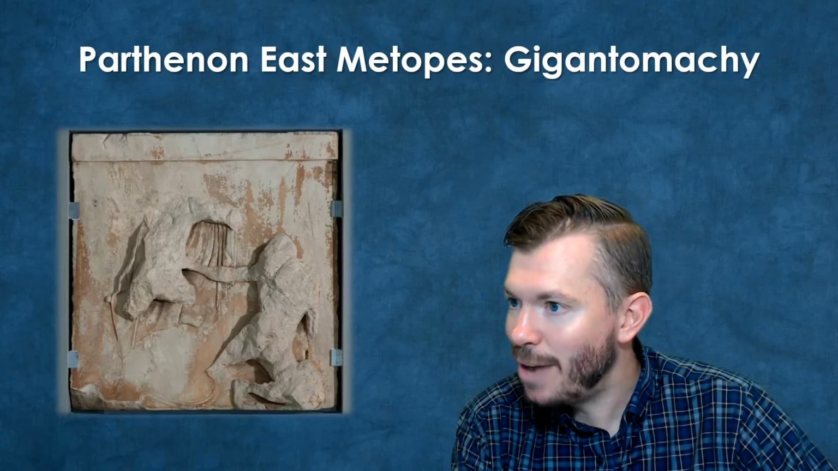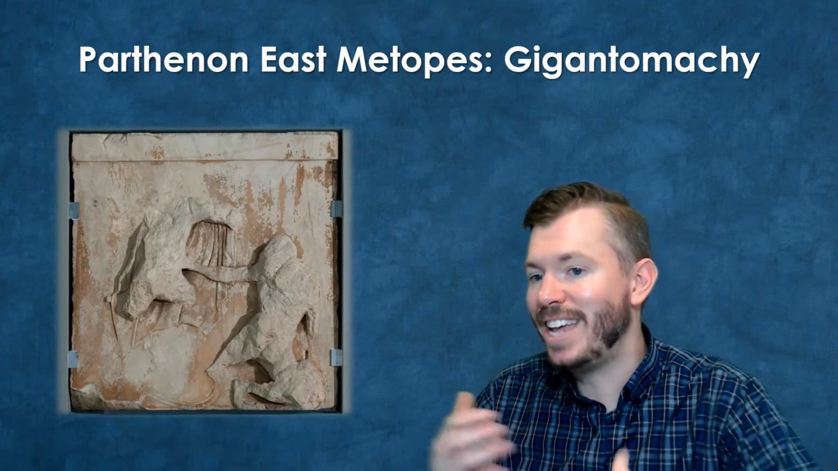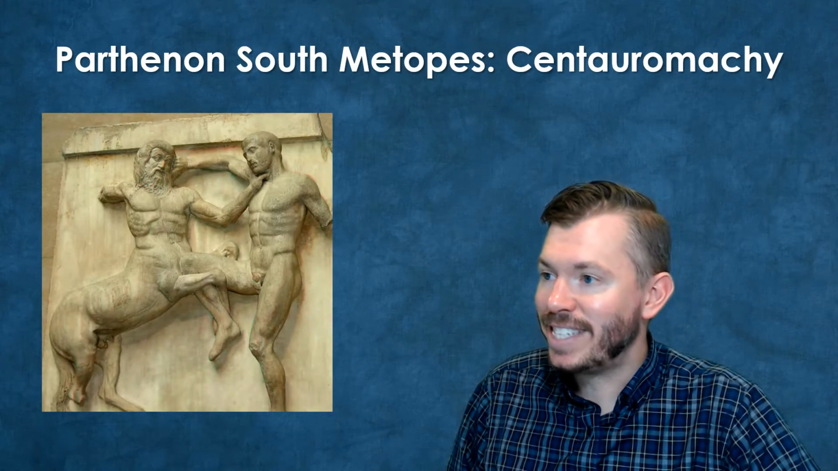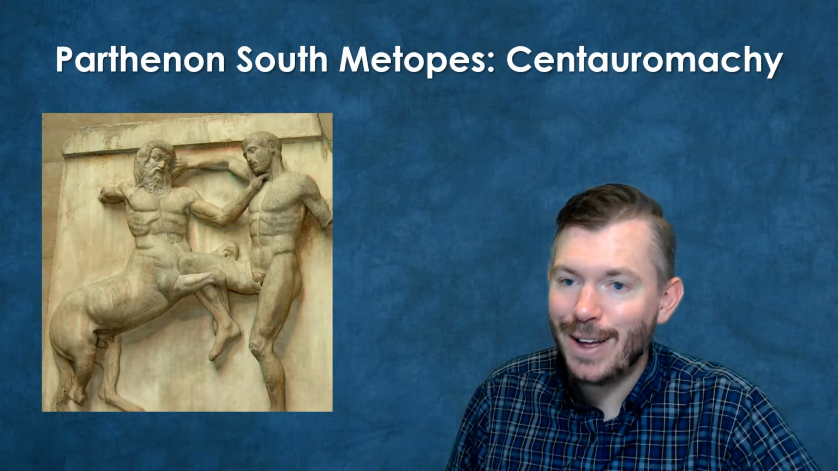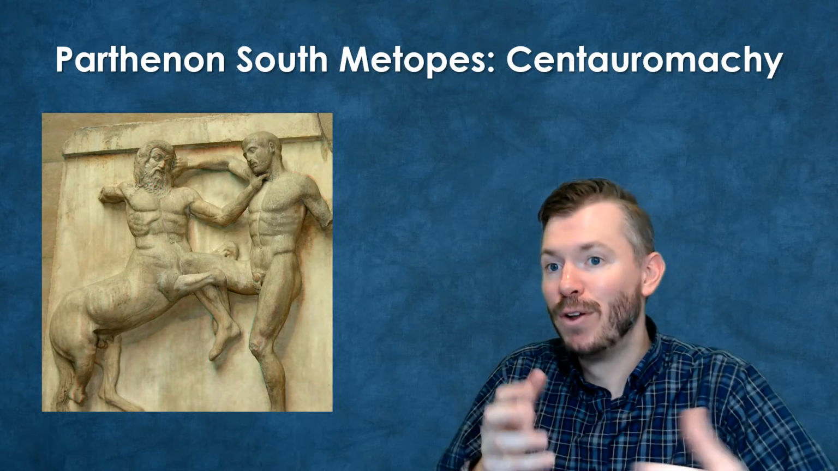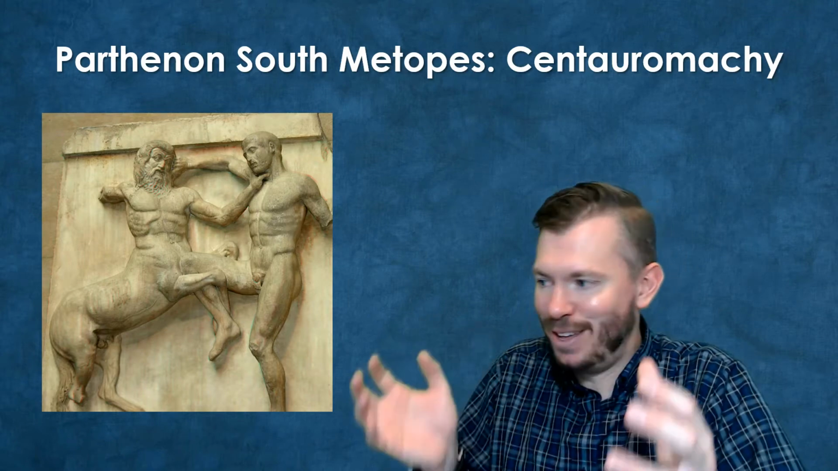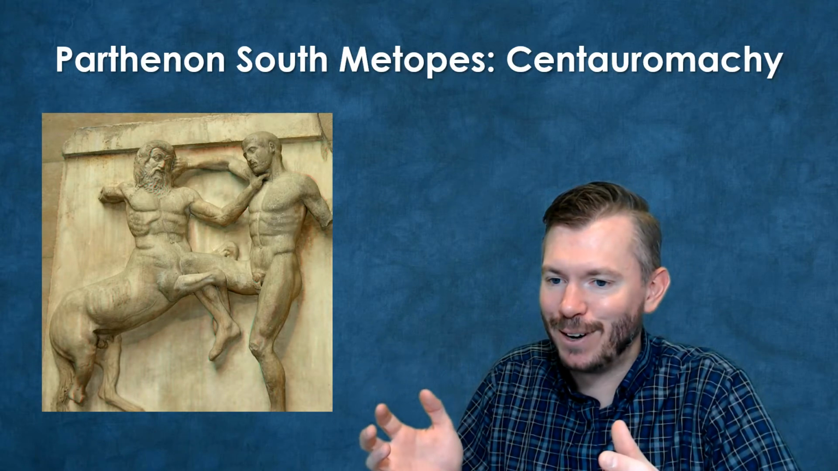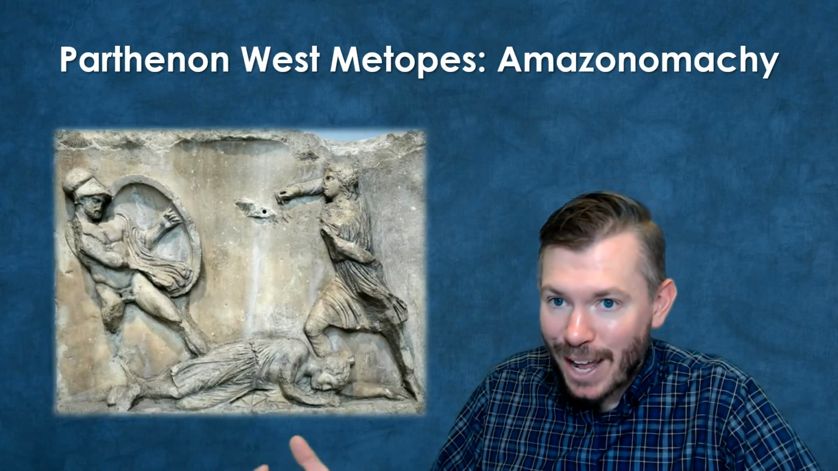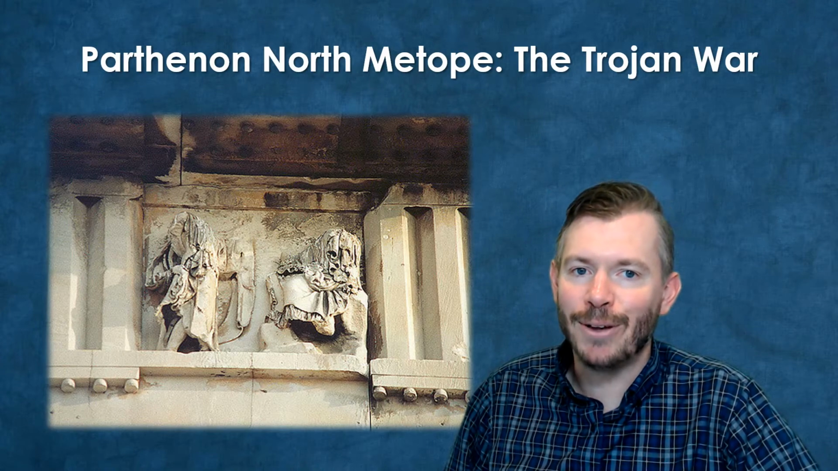So on the east side, we have the gigantomachy, the battle between the Olympians and the giants where Heracles comes in to save the day. On the south side, we've got the centauromachy. There's this big wedding between Pirithous and Hippodamia, and the centaurs come. They drink wine for the first time. They get all drunk and start a big fight. Then we've got the Amazonomachy, between the Greeks and the Amazons, and the Trojan War itself.